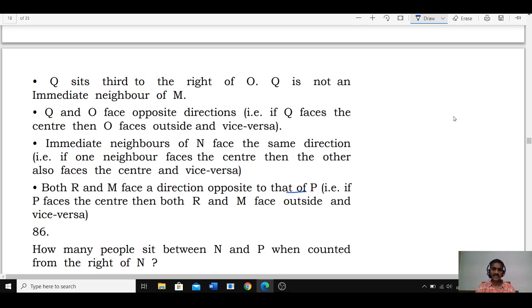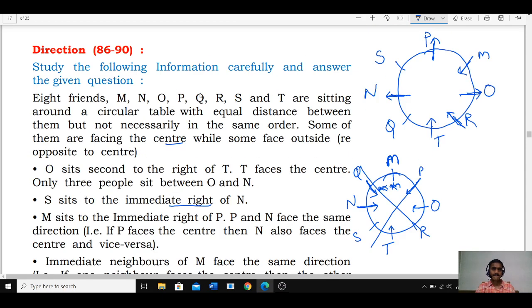And this is the final arrangement we have. With the equation, some of them are away. O sits third to the right of T. T faces the center, 3 people between O and N. S sits to the immediate right of N.